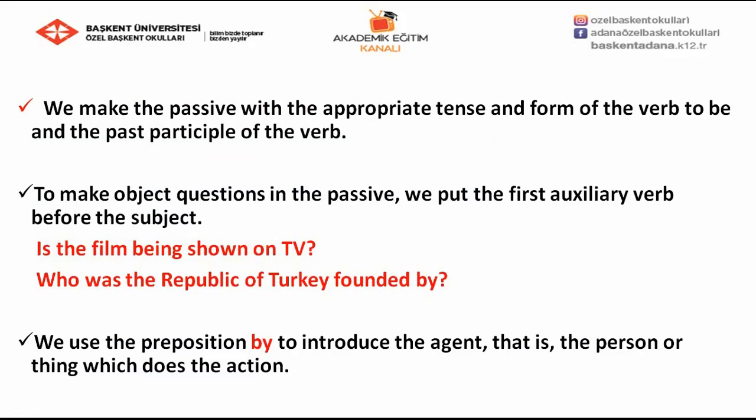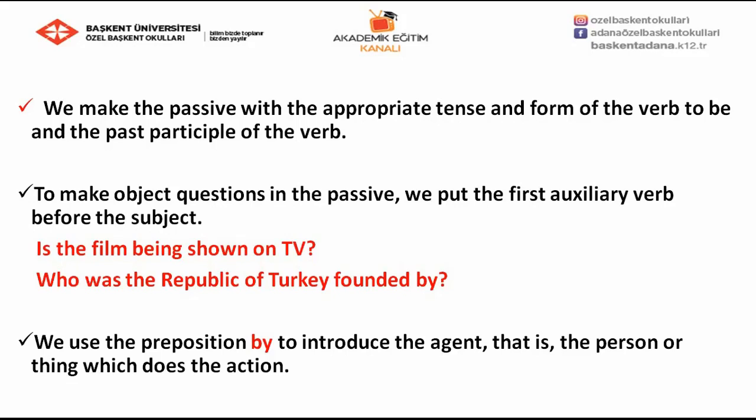We make the passive with the appropriate tense and form of the verb to be and the past participle of the verb. To make object questions in the passive, we need to put the first auxiliary verb before the subject. For example, is the film being shown on TV? Within the sentence, as you see, is acts as an auxiliary verb, so we just need to use is before the subject. Who was the Republic of Turkey founded by?